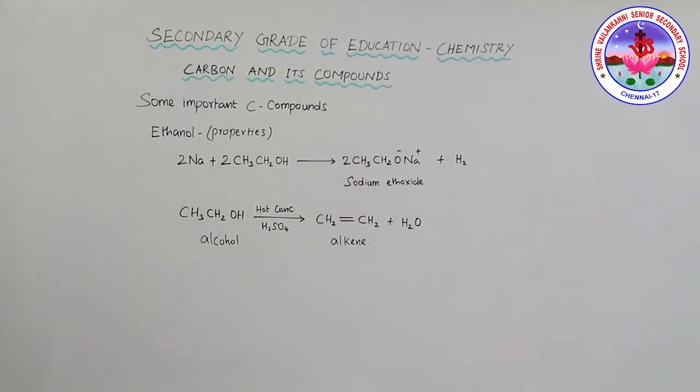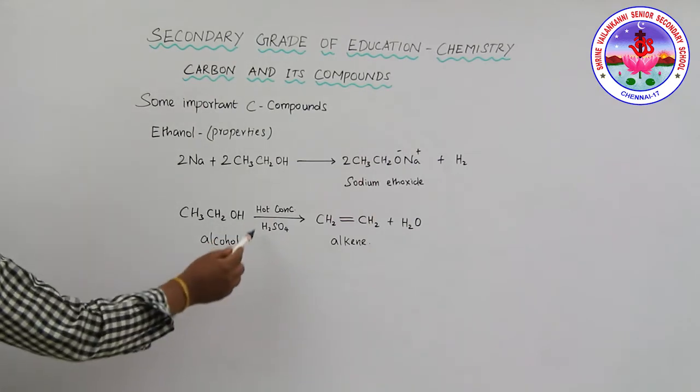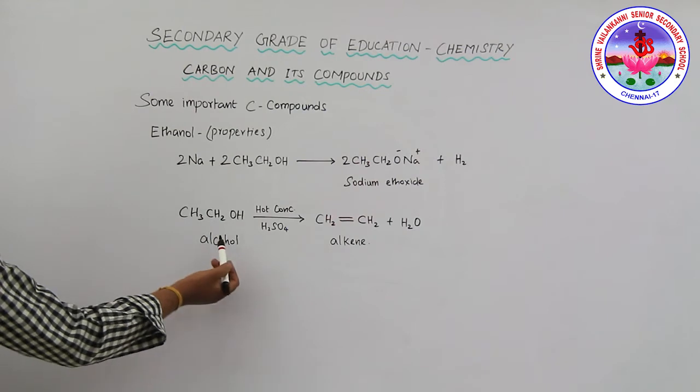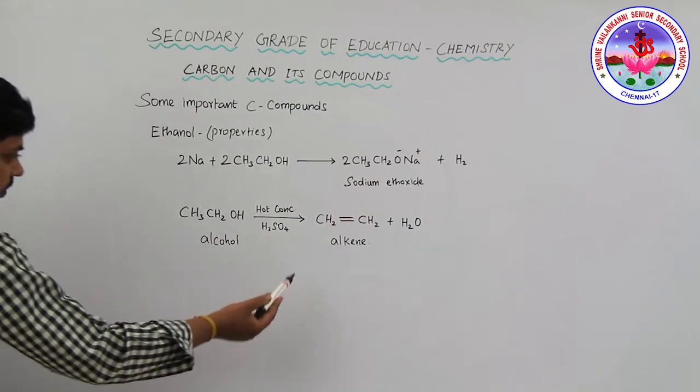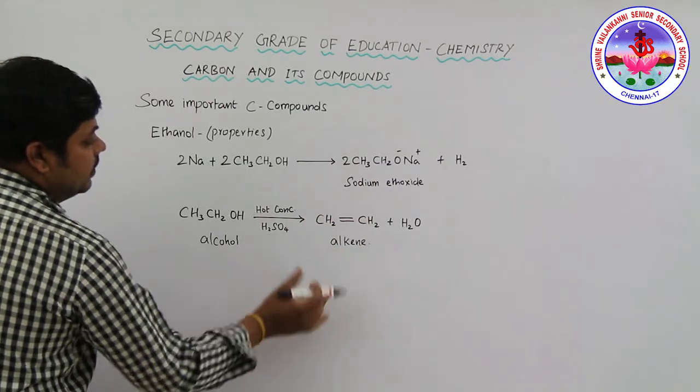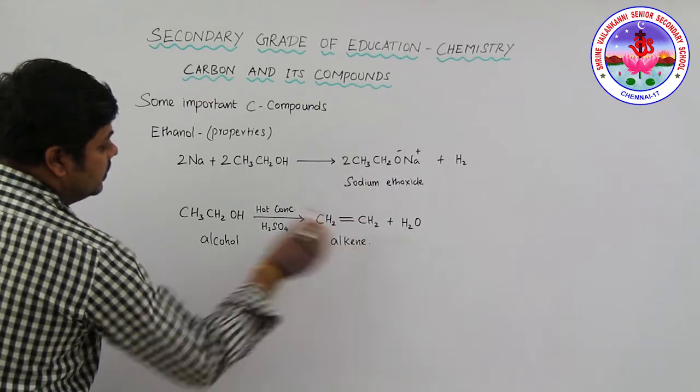So this is dehydration of alcohol. When you use concentrated sulfuric acid, it acts as a dehydrating agent. That is why this is dehydration of alcohol, and the dehydration of alcohol gives an alkene compound. Here I am telling the general name, but this compound is ethene.